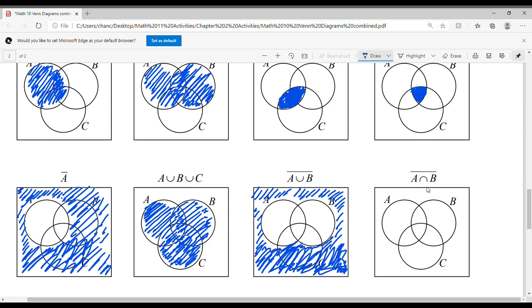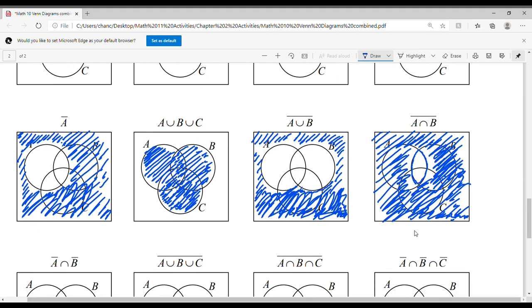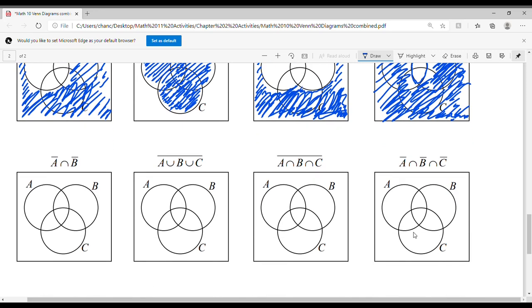A intersect B complement is the opposite of A intersect B. A intersect B is this region here, but we want to do the opposite of that. Everything that is not in the intersection of A and B. So I'm going to shade everything except that overlap. So everything except that tiny little overlap in the middle. It's getting more challenging, but we can do it.